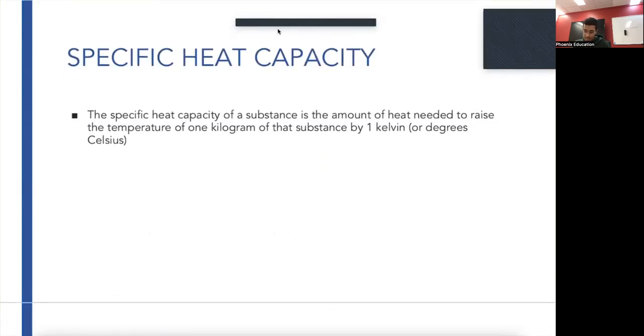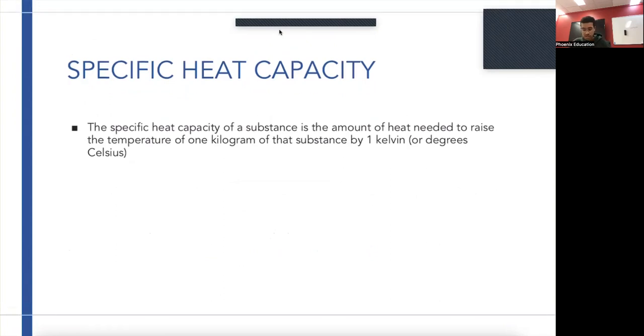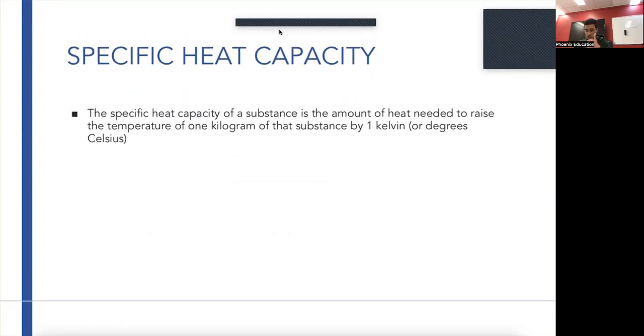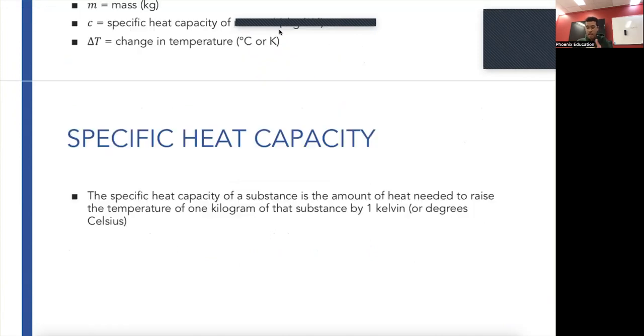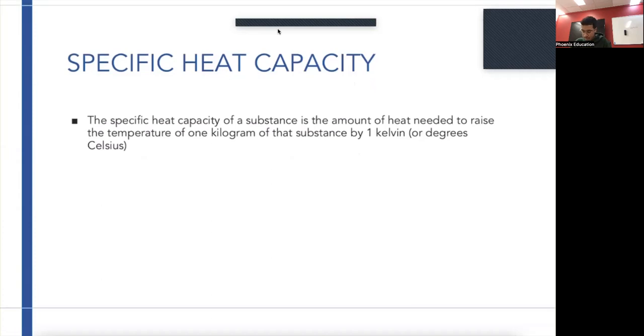Specific heat capacity. This is a constant for certain materials and describes how much energy is needed to increase the temperature of a system by 1 Kelvin. Okay, this is just a constant for any material, and it will always be given to you in the question. I think the specific heat capacity for water is given in the formula sheet, so you won't be given that, but for any other values like steel, you'll be given the specific heat capacity.